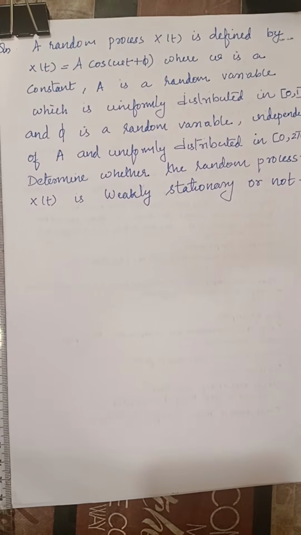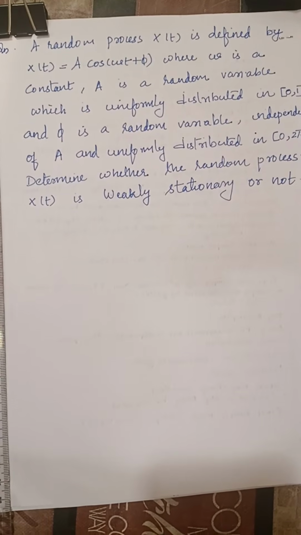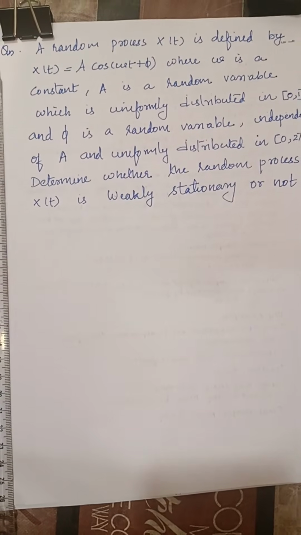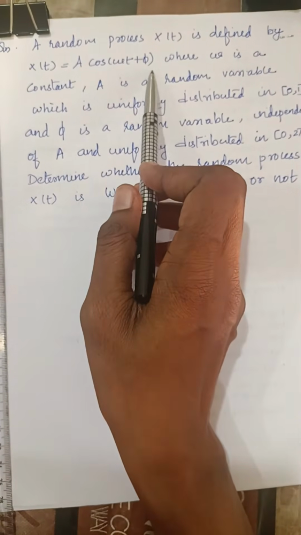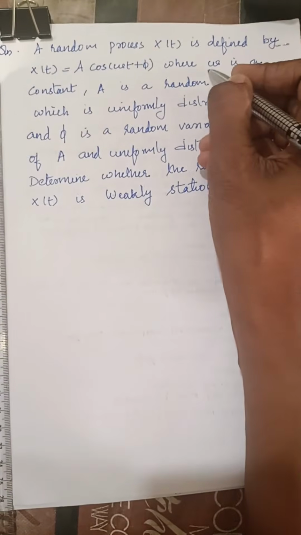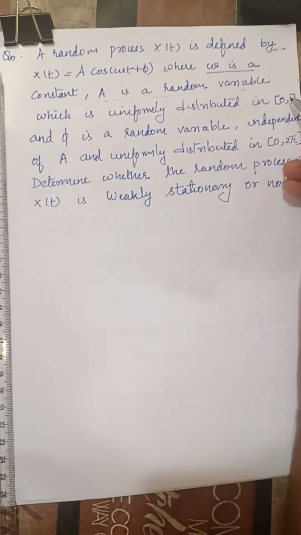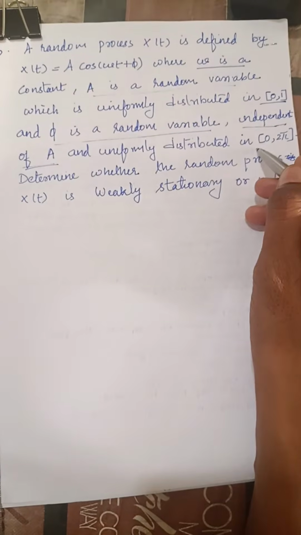So we are going to discuss another problem on stochastic process. The problem is based on stationary process. The problem goes like this. A random process x of t is defined by x of t equal to A cos(omega t plus phi), where omega is a constant, A is a random variable uniformly distributed in the interval 0, 1, and phi is also a random variable which is independent of A. Phi is uniformly distributed in 0 to pi.